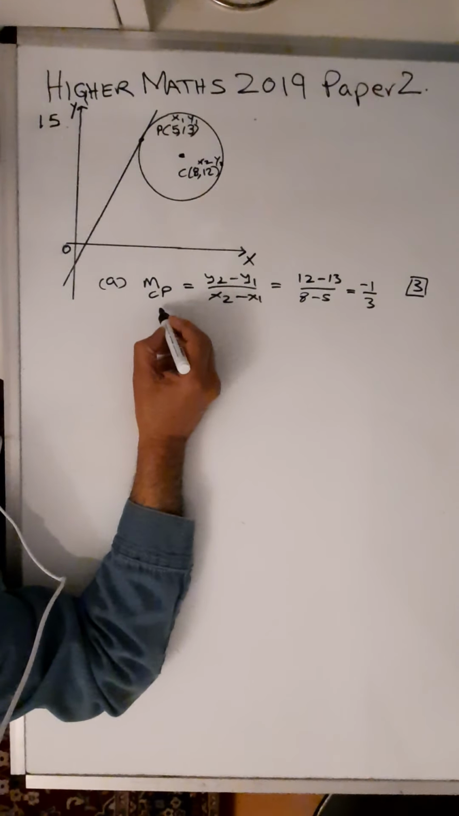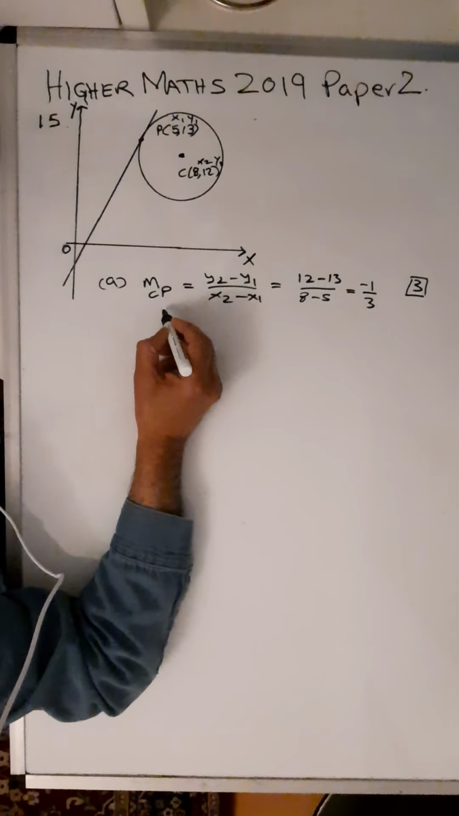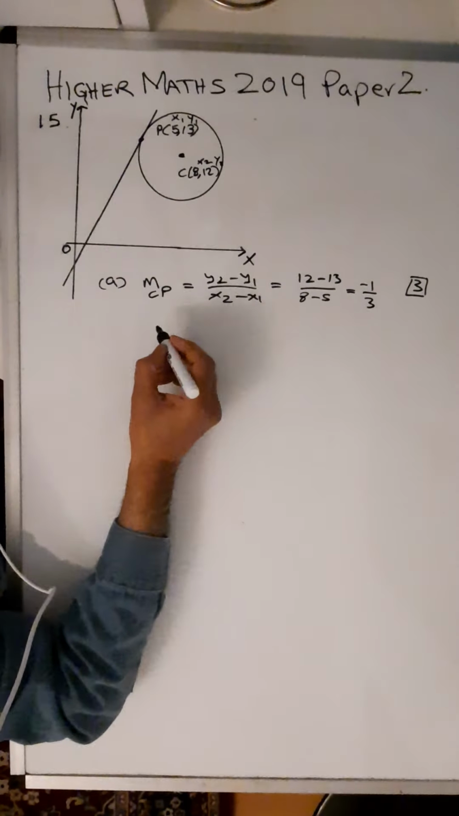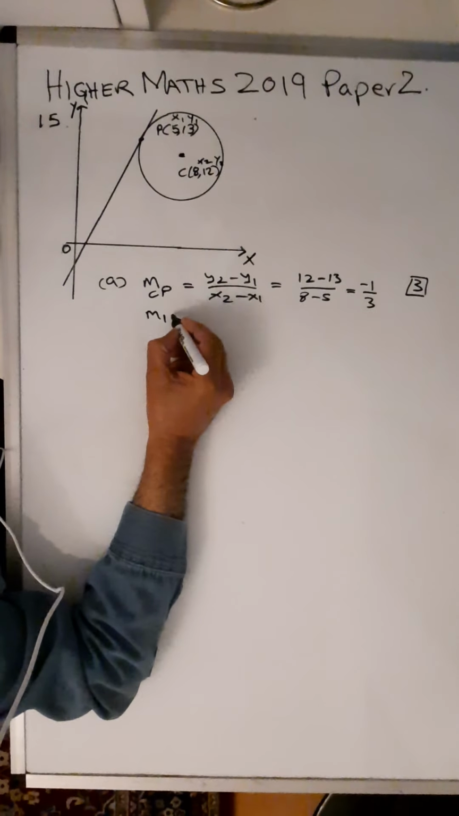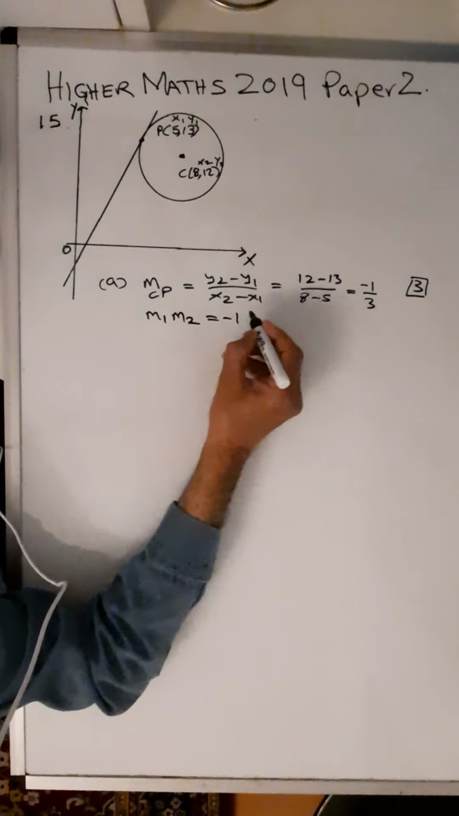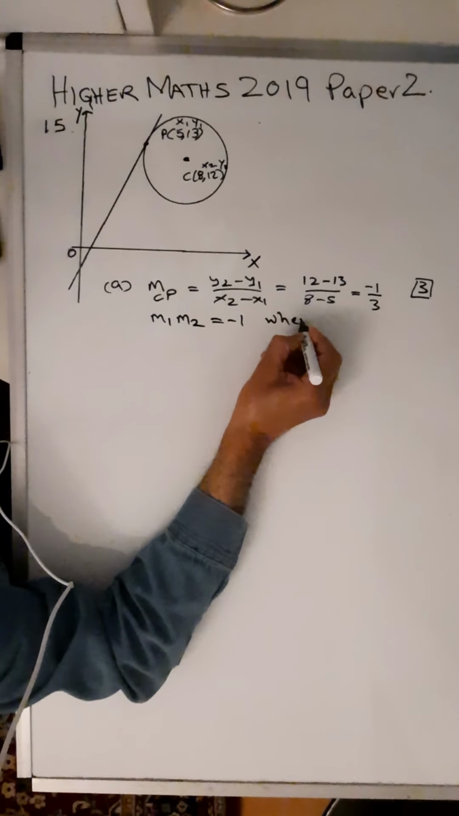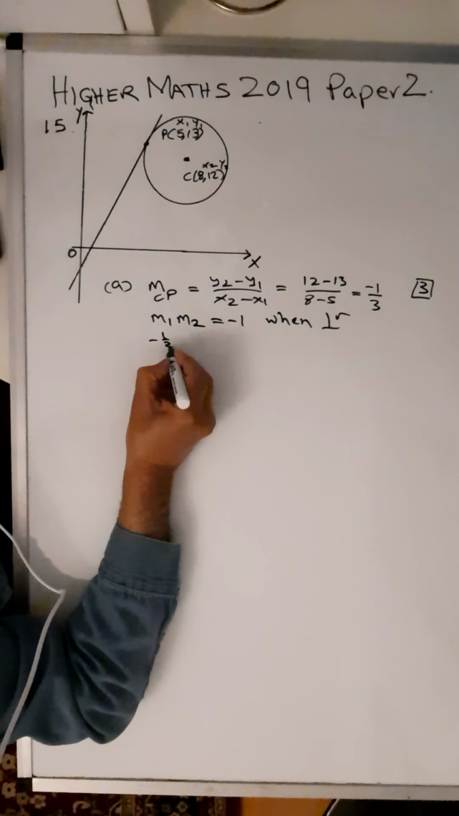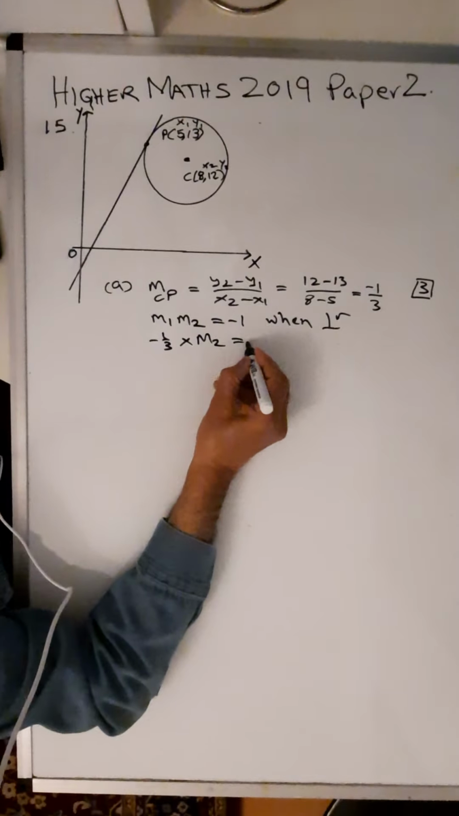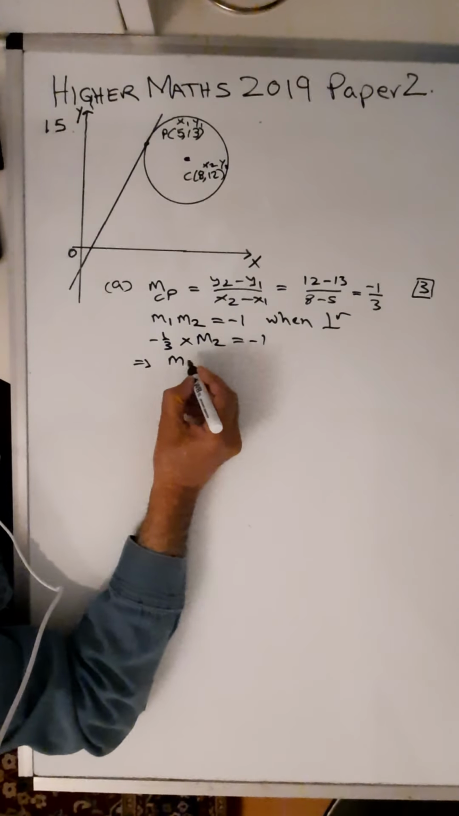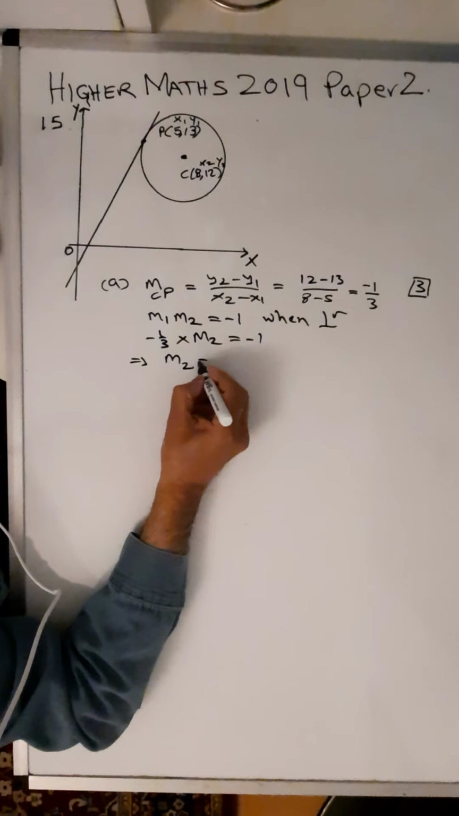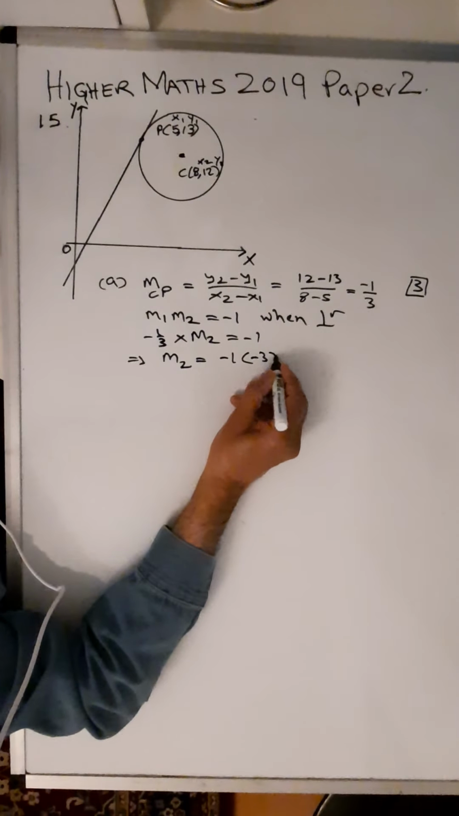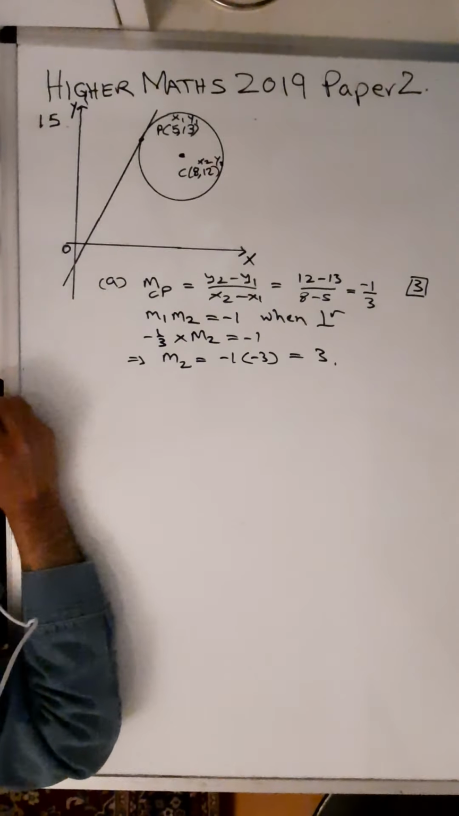So this is a perpendicular. The gradient of the tangent is perpendicular to the gradient of the radius. So you're going to use this rule: m1 times m2 is equal to minus 1 when perpendicular. This gradient is minus 1 over 3, times m2 is equal to minus 1, which means the gradient of the tangent is, you take that to this side, minus 1 times minus 3. So the gradient of the tangent is 3.